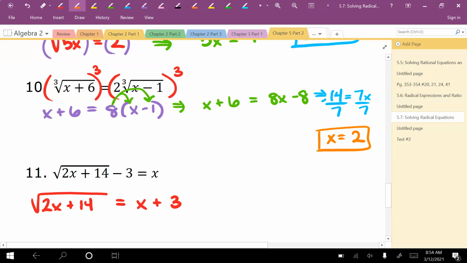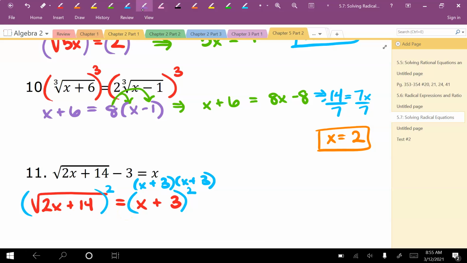Okay, for 11, after I rewrote it, you guys should have squared both sides. Okay, and this one is similar to how number 6 was at the top of this page. When you have a quantity like that squared, remember it's 2 of them. It's x plus 3 times x plus 3. So you're going to have to FOIL that. Now on the left side, everything just comes out of the square root sign. So it's just 2x plus 14. Okay, and then we have x plus 3 over here. So that becomes x squared plus 6x plus 9.